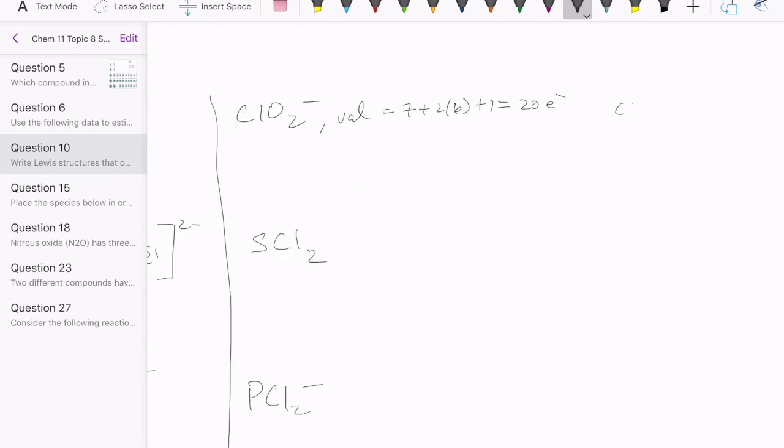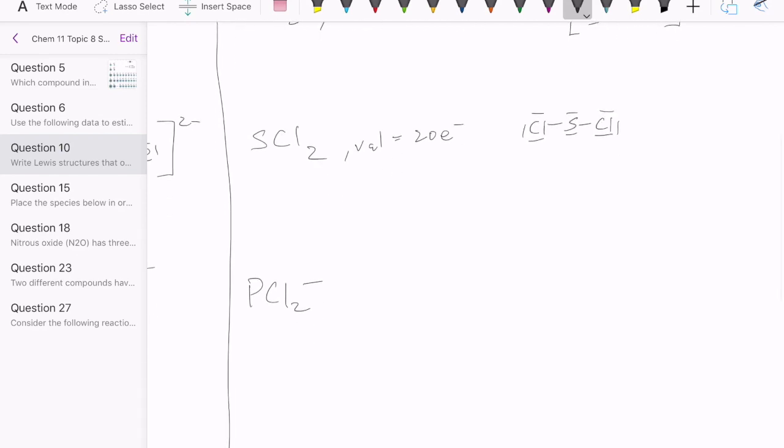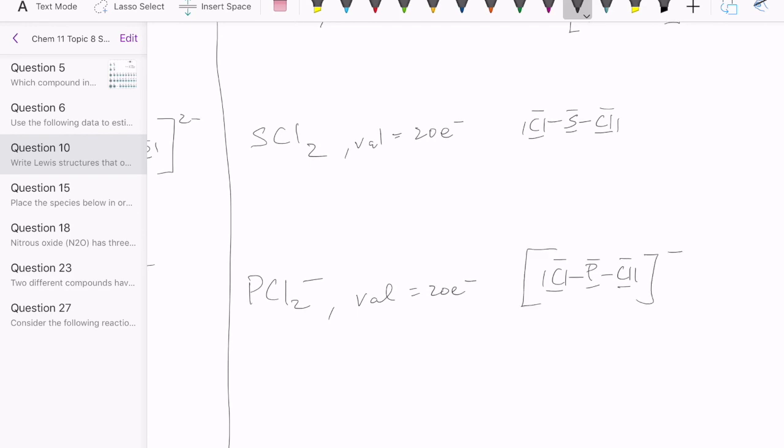So drawing that out, we've got O and O. Then again, making octets for the outside, you've got 4 times 2 is 8 pairs, 16 electrons total, 18, 20. So that's your ion there. This one, no surprise, you'll count and find that it's 20 electrons. SCl2, and that would work out like that. And then lastly, this one is also 20 electrons, PCl2 minus. If you work it out, you're going to get a structure that looks like that.